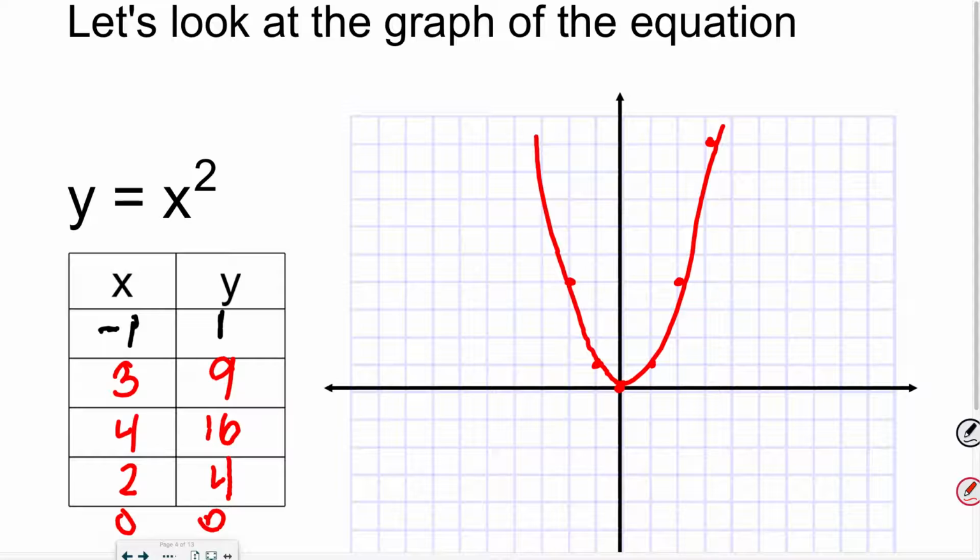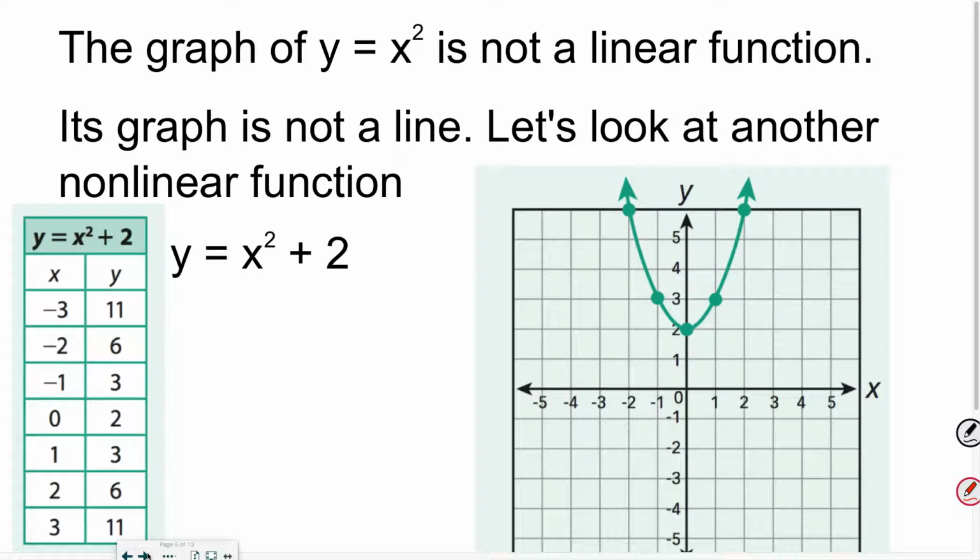That is called a parabola. You don't need this yet. We'll do parabolas and quadratics in the spring. Alright. Okay, so the graph of y equals x squared is not a linear function. So the graph is not a line.